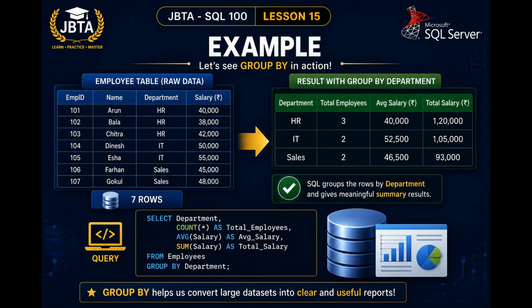Let us see how Group By works with a simple example. Imagine we have an employees table that contains information about employees working in different departments. The table includes employee names, department names, and salaries. If we display the table without using Group By, SQL Server returns every employee as a separate row. Now suppose we want to know how many employees are working in each department. Instead of looking at every employee record, we can use the Group By clause along with the count function.